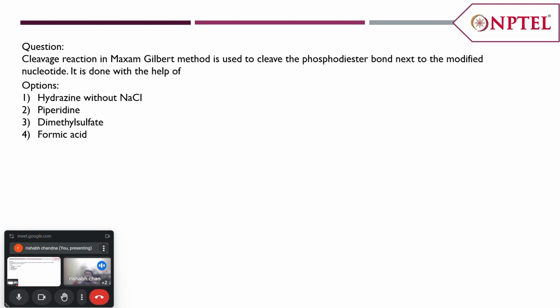So the cleavage reaction in the Maxam-Gilbert method is used to cleave the phosphodiester bond next to the modified nucleotide. It is done with the help of what chemical? Can you name it now?